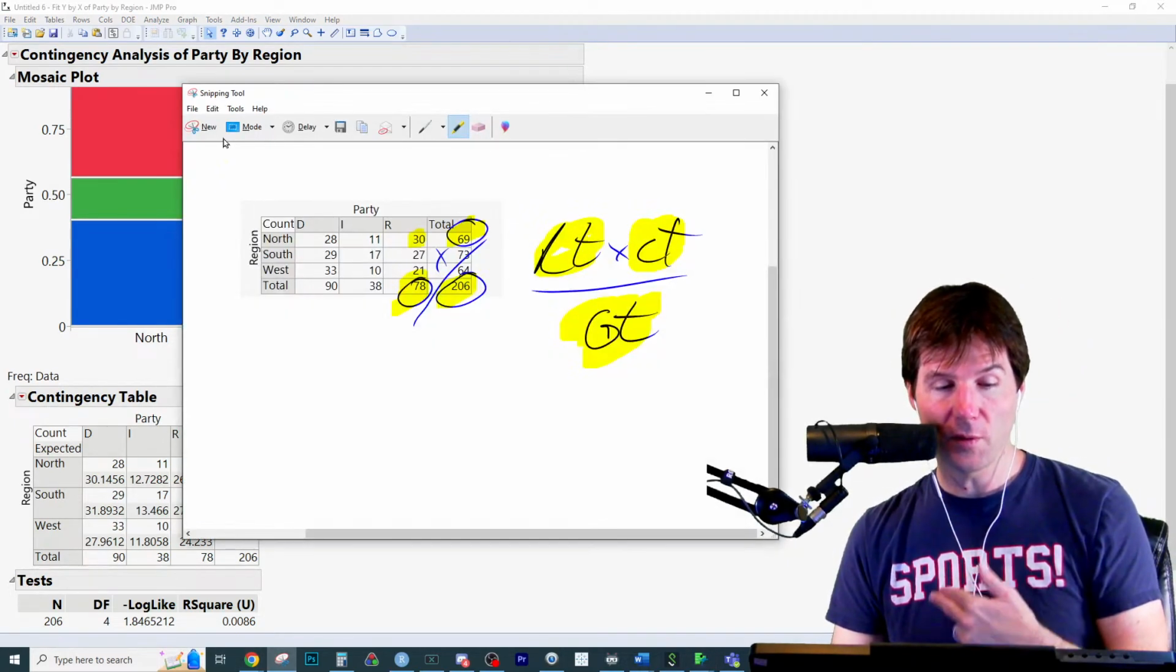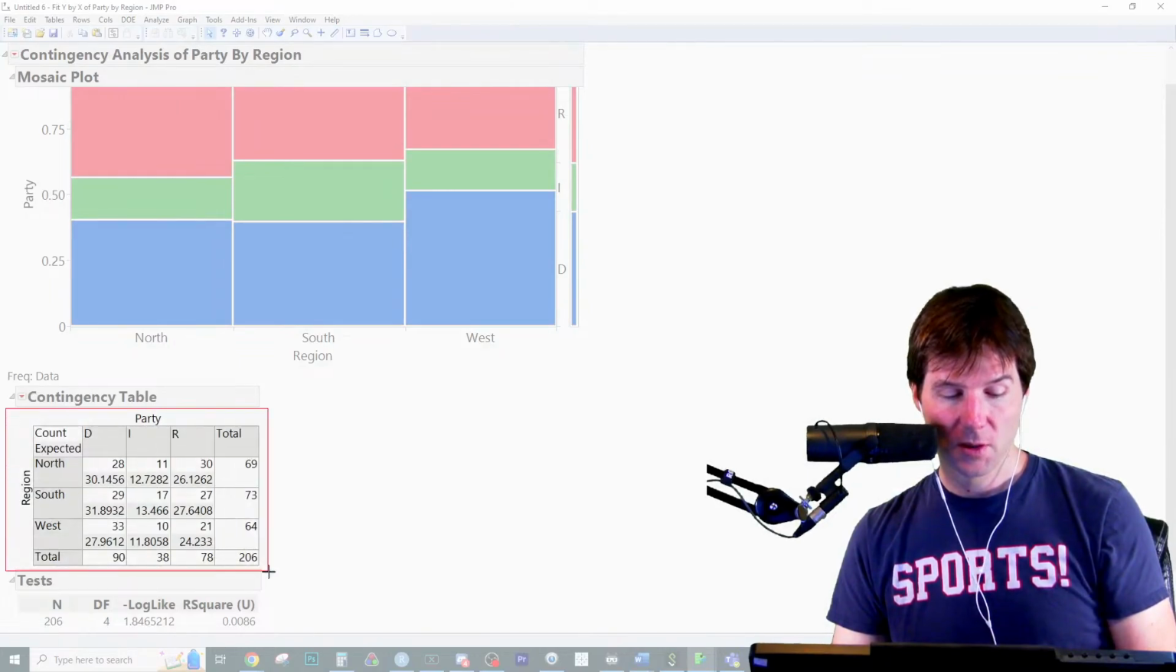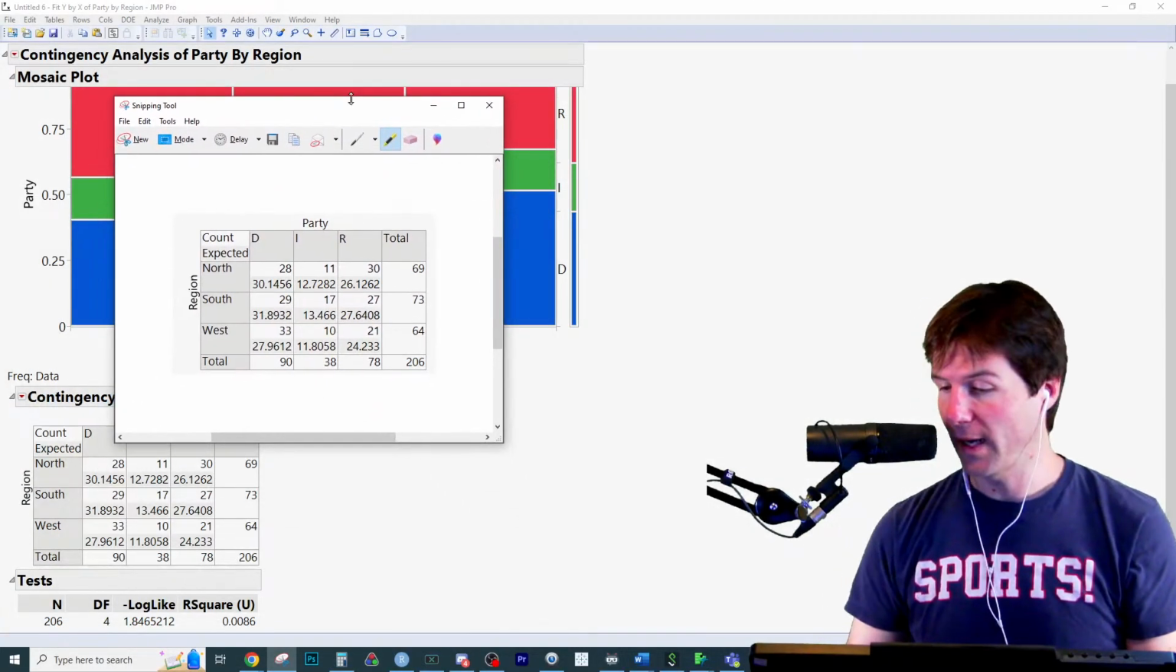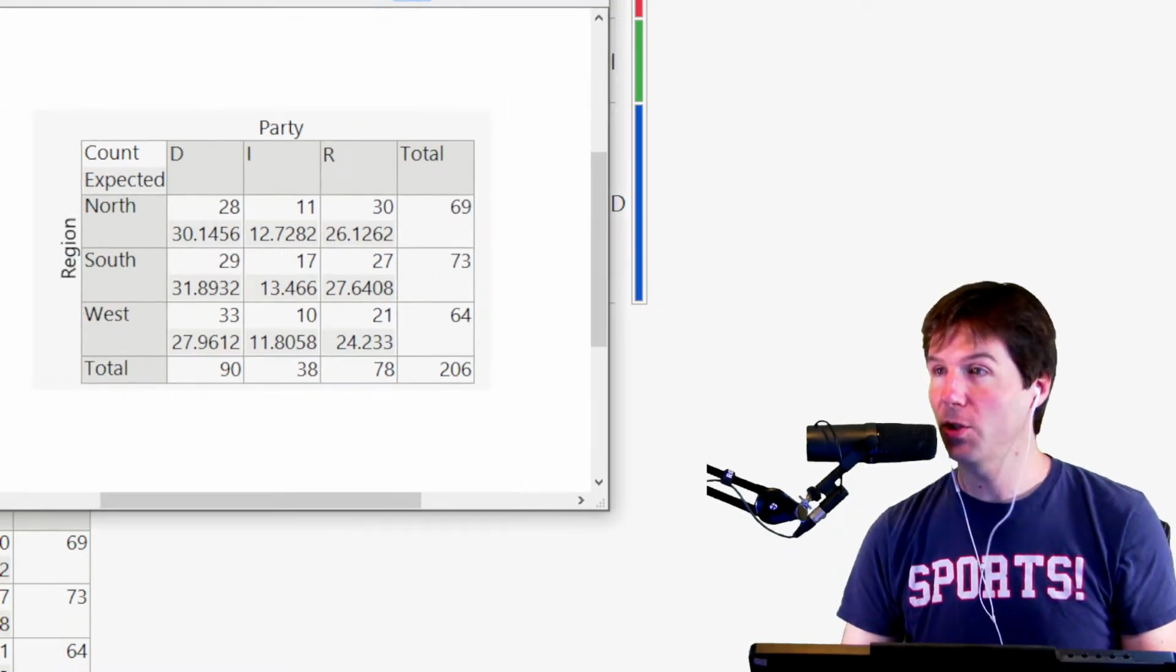So now we want to find the cell chi-squareds. Once again, we're just showing that we could find all these values by hand. I could have found all those cell chi-squareds by hand, but I don't want to. I'll just find one to show we can do it.